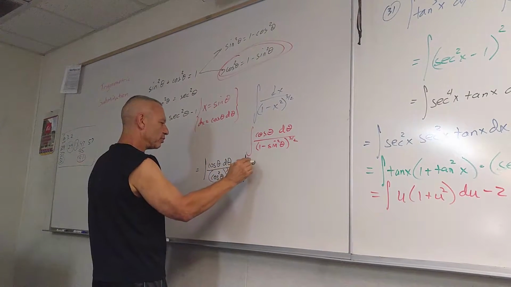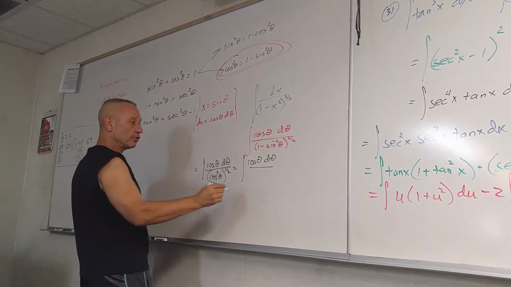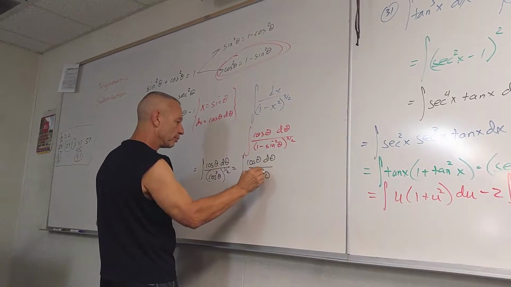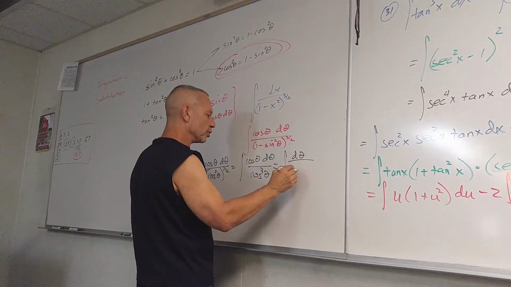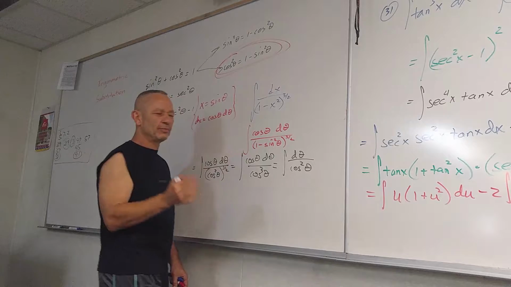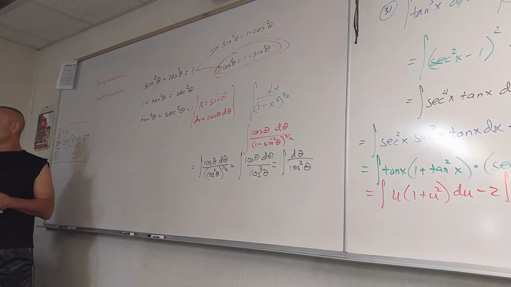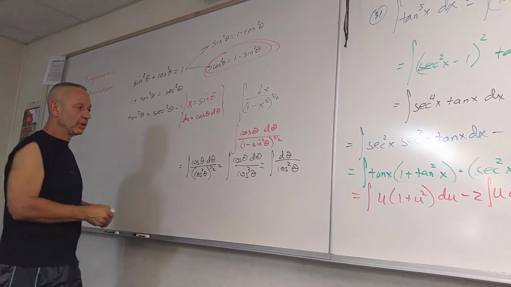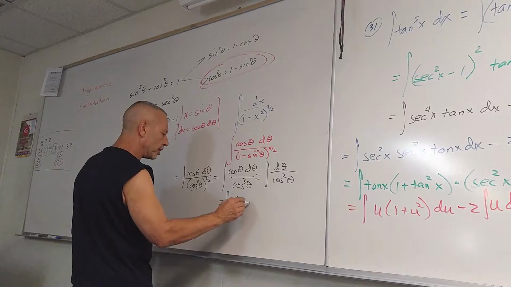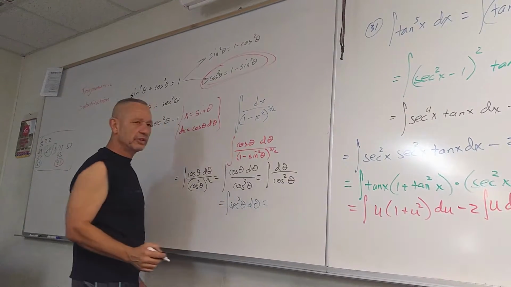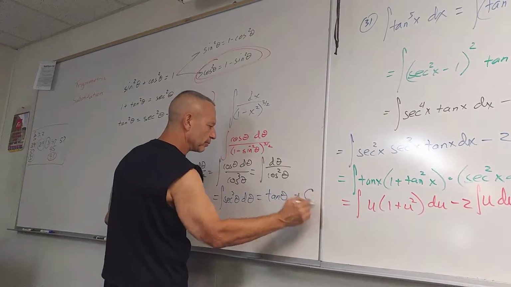So that's the integral of cosine theta d theta over cosine cubed theta, which is the integral of d theta over cosine squared theta. And 1 over cosine is secant, so 1 over cosine squared is secant squared. So this is really the integral of secant squared theta d theta, which is tan theta plus an arbitrary constant.